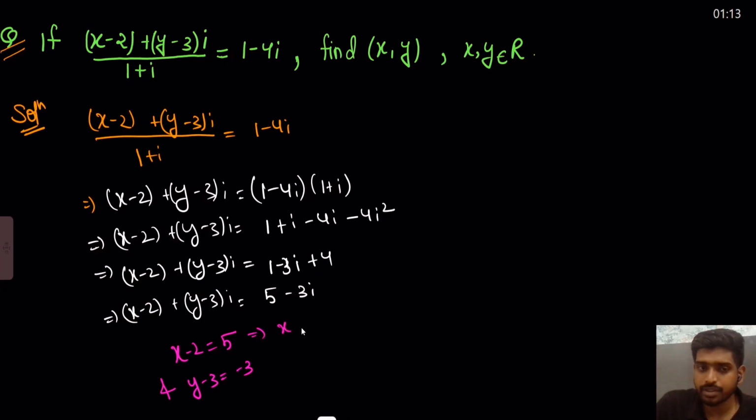From here, what is the value of x? The value of x will be 7. And from here, what is the value of y? The value of y will be 0. These are the answers. Got it? Now next question.